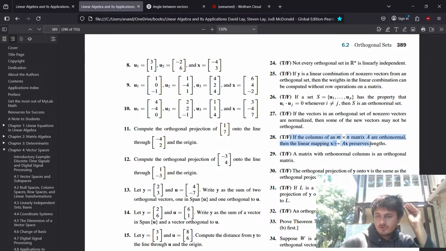A matrix with orthonormal columns is an orthogonal matrix. That's true. 30. The orthogonal projection of y onto V is the same as the orthogonal projection of y onto cV. That's true.